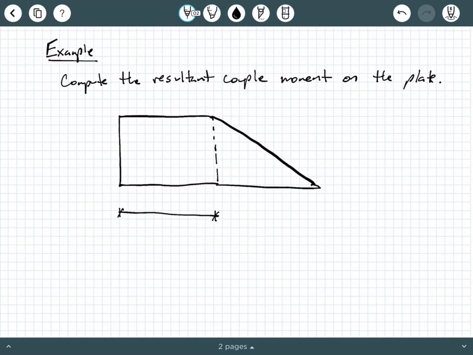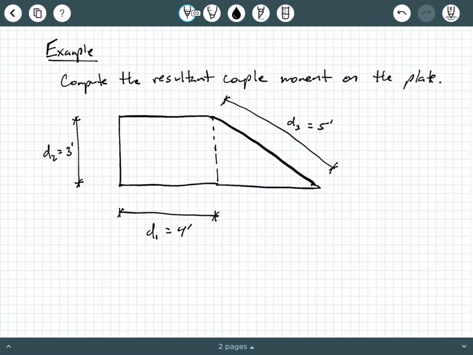This dimension right here, we're going to call this D1, and it equals 4 feet. We have a vertical dimension here, D2 equaling 3 feet. And then we have a diagonal dimension here, D3 equal to 5 feet.